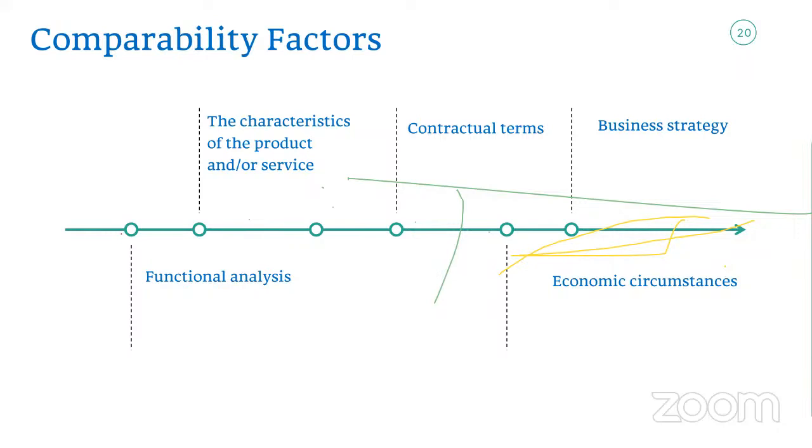When you're looking at functional analysis, you are looking at the functions performed by each of the entities involved. You want to look at the assets used in carrying out this intercompany transaction, and the risks assumed by each one of them, to be able to come up with a position on the comparability of that particular transaction. Also, you want to look at the economic circumstances involved, so that you are able to compare apples with apples. That is what you're trying to do here.